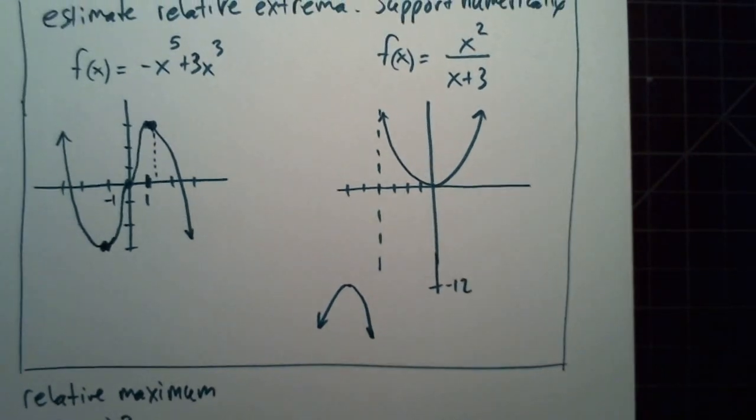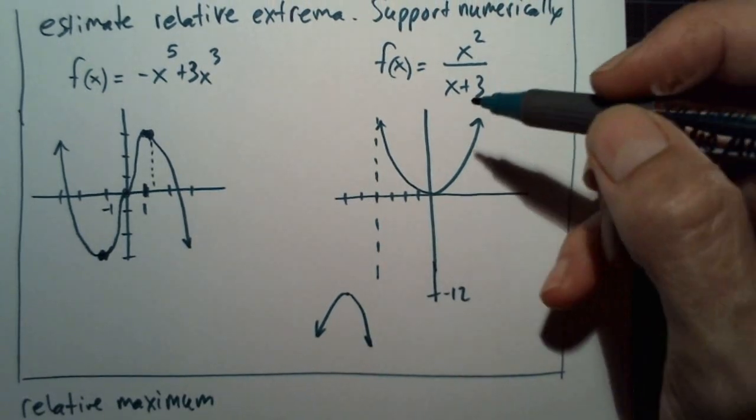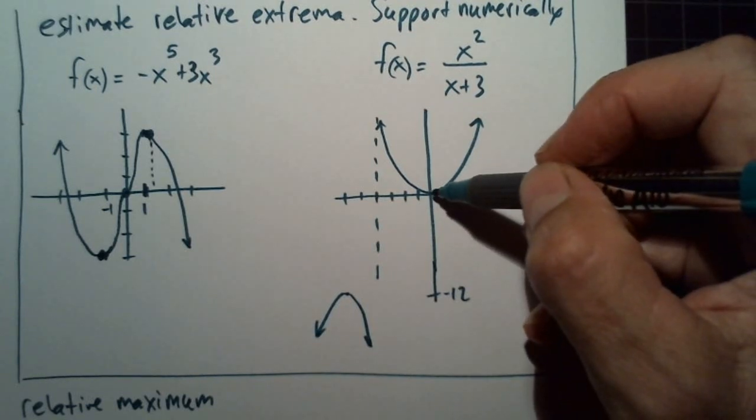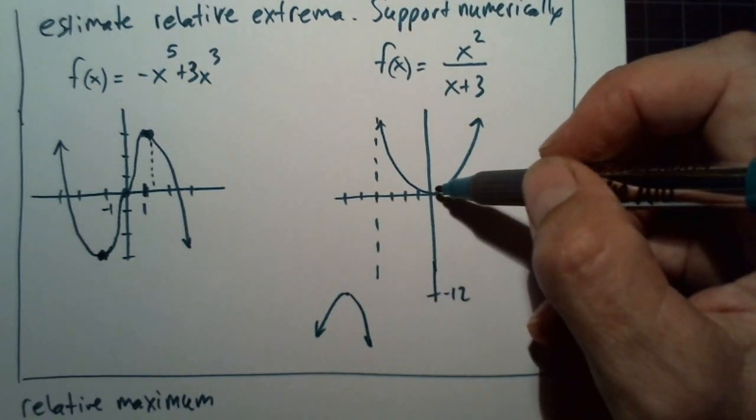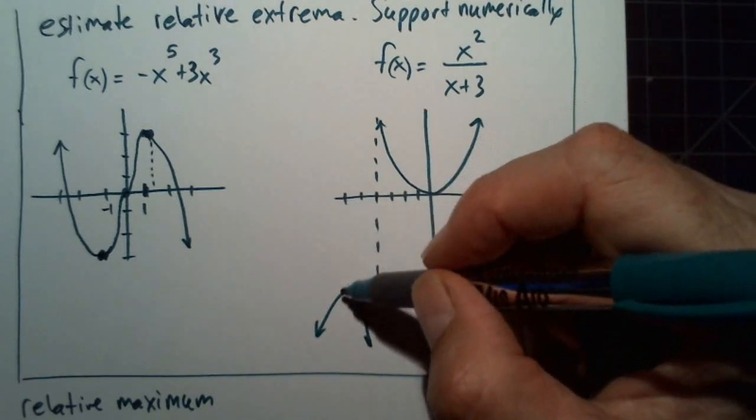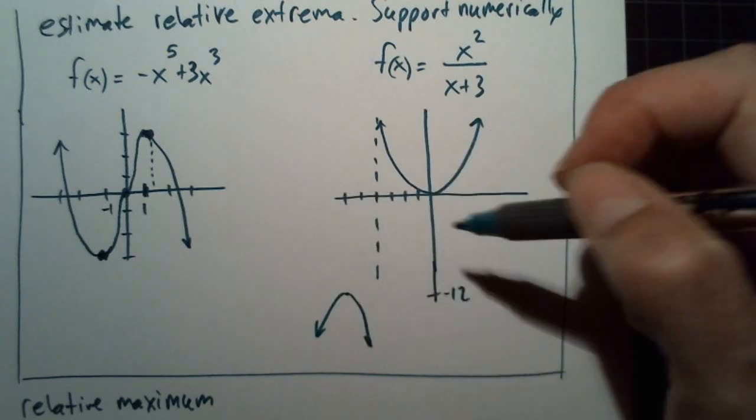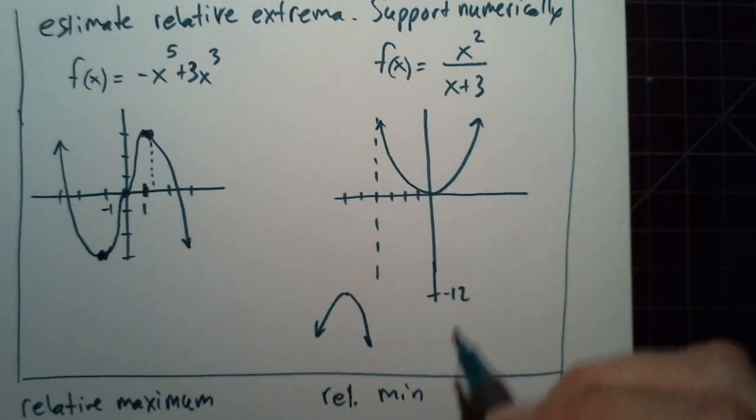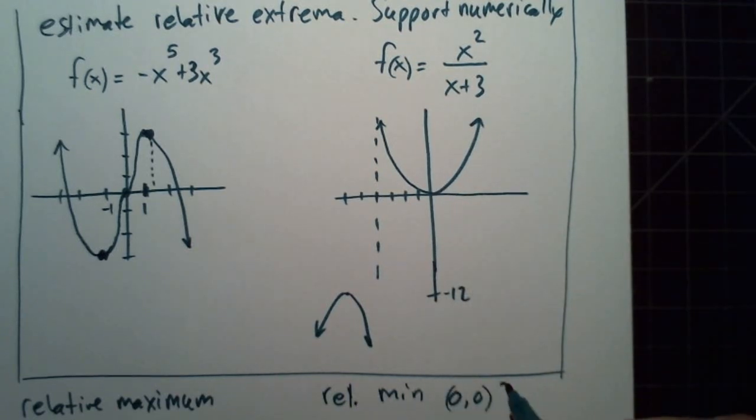Alright, so estimate the minimum and maximum here. Pause the video and try that. So it looks like 0, 0 is the minimum, and 1, 2, 3, 4, 5, 6, it looks like the maximum is at negative 6. So relative minimum, is that going to be 0, 0? We don't know, so we'll test it.